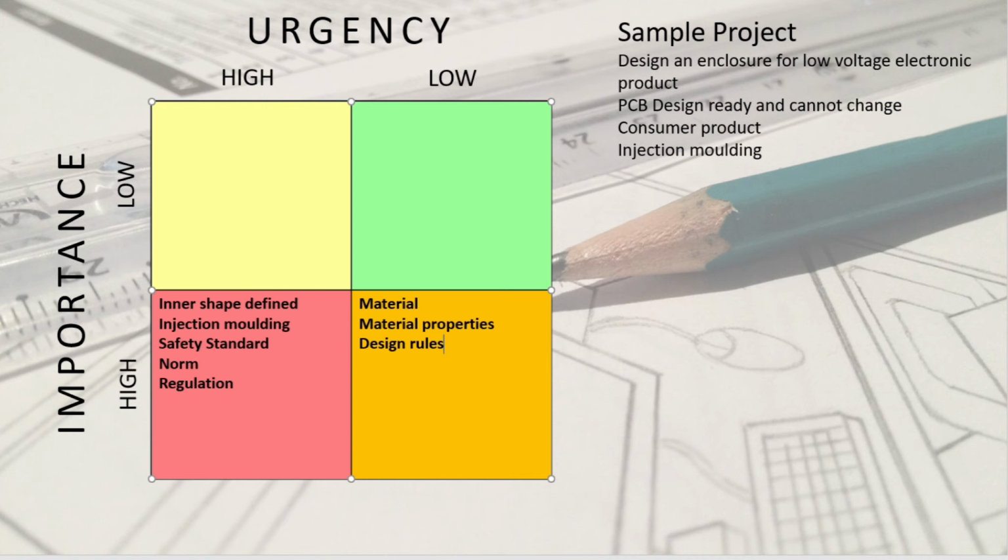Then we have the complexity of the outer shape, if we will need some ergonomic shape or not. So its importance may vary. It could be low or it could be high. So if it's high, we put it here. And if it's low, we put it either here or here.